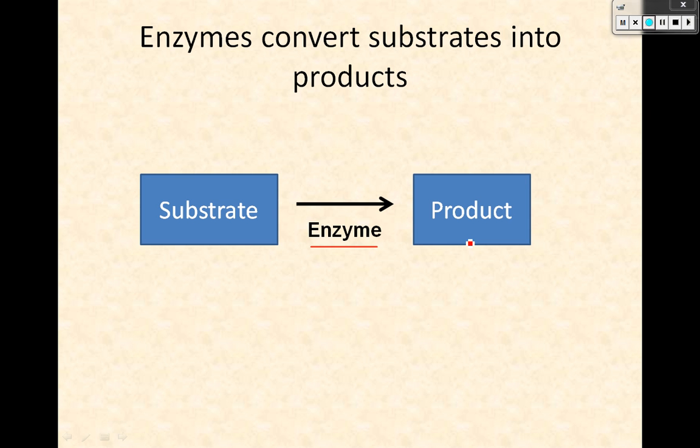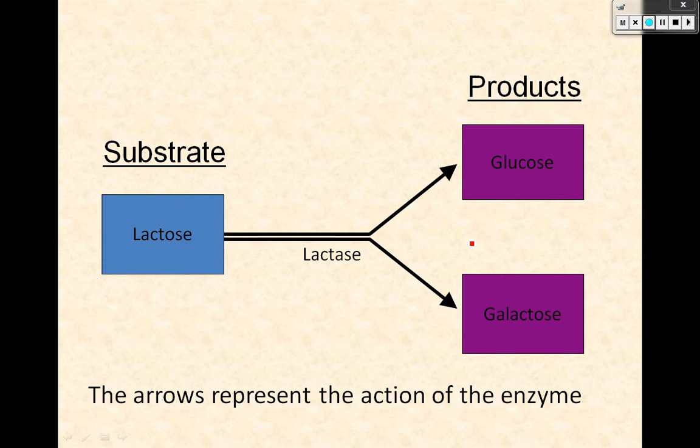So in the lactose example, the lactose would be the substrate, the lactase is the enzyme, and then the galactose and glucose are the products. And so you can see this here. Your substrate is the lactose, lactase is the enzyme, I'm going to circle that, and then the products are the glucose and the galactose. When they say the arrows represent the action of the enzyme, this is the enzyme splitting the lactose up into galactose and glucose.